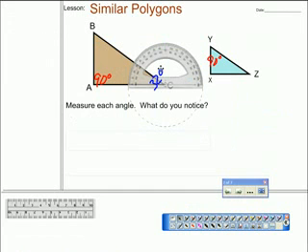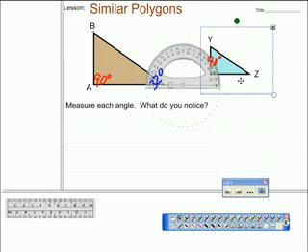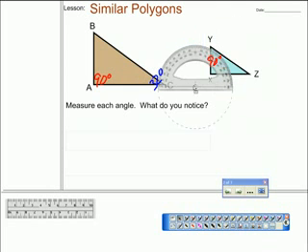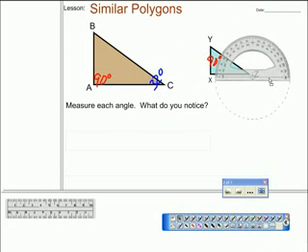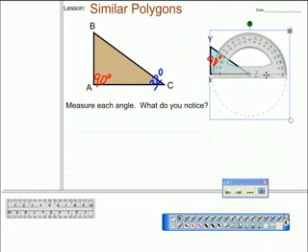What angle corresponds to angle C in the smaller triangle? Z. Okay, go ahead and measure angle Z. There. Don't pick your finger up. Got to hold it the whole time. Okay. There. What does that look like there? 32 degrees.